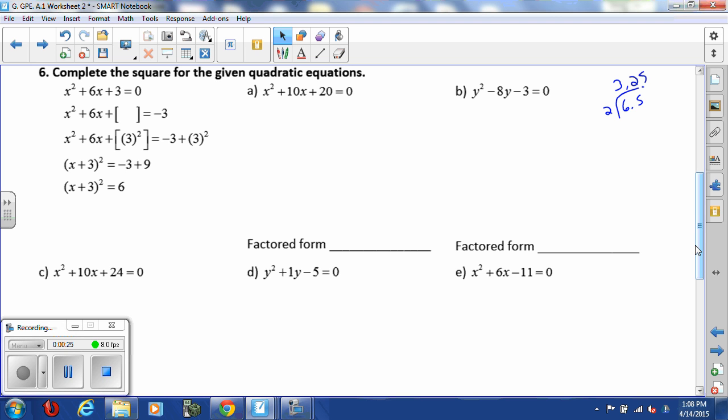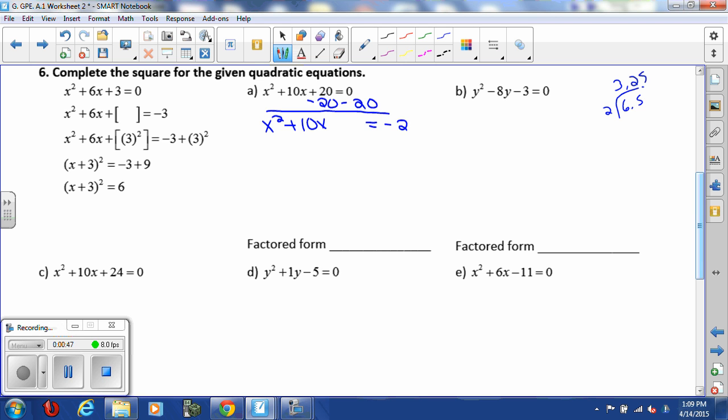Okay, so we've got a quadratic equation. It says complete the square for the given quadratic. I'm going to walk you through how I want you to do that. First, we're going to go through A. You're going to take the constant to the right. So I'm going to subtract 20, subtract 20. My suggestion to you is to take a moment and write down step 1, constant to the right.